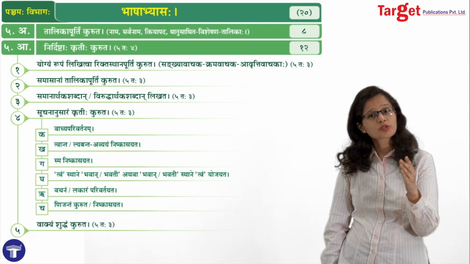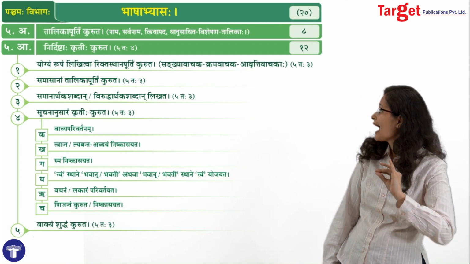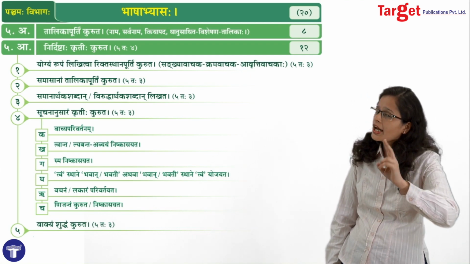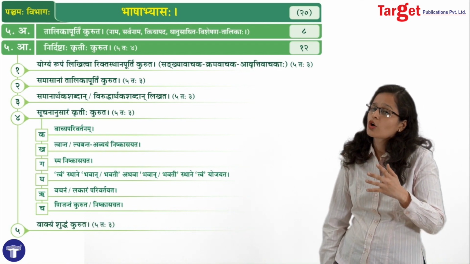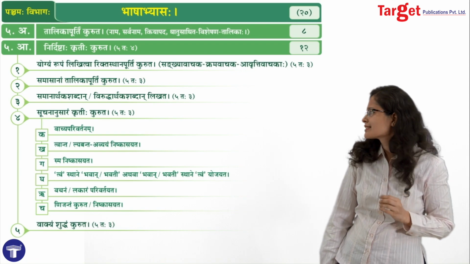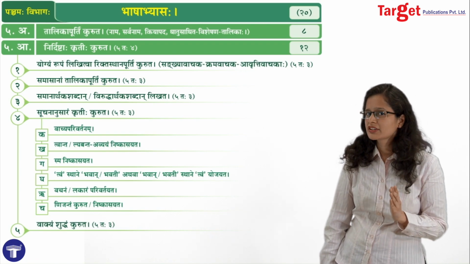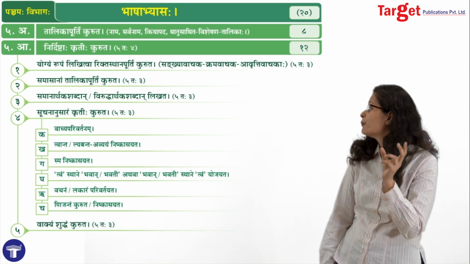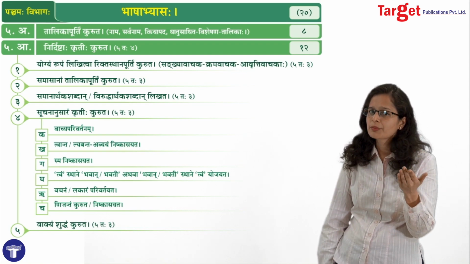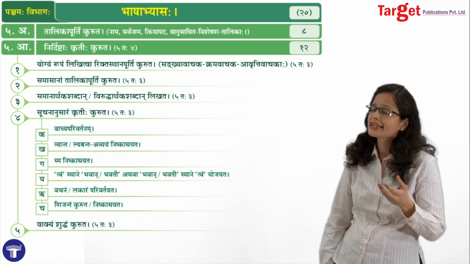Further, we have Suchananusaram Kruti Kuruta. So, as the Suchana is given, likewise the answer has to be. Again over here, out of 5, we can solve any 3. Which are those Krutis? Let's understand. It can be Vacha Parivartanam. That means what? We have to change the Vacham, Prayog, either from Kartari to Karmani or from Karmani to Kartari, or it can be Bhave.